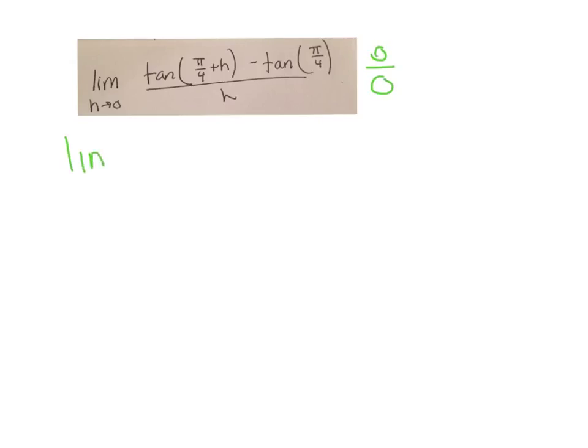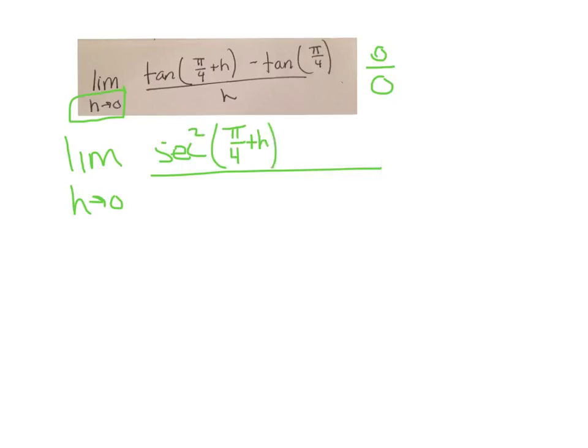Okay, we keep that limit as h approaches 0, and just talk yourself through it. Derivative of the numerator over derivative of the denominator. Now, the one thing I ask myself is who's the variable, and it's whoever the limit is about. So I'm treating the h's as the variable in this function. So I've got an outside, inside, so I'm going to say it's secant squared of pi over 4 plus h times the derivative of the inside. Well, pi over 4 is nothing, and h is times 1.